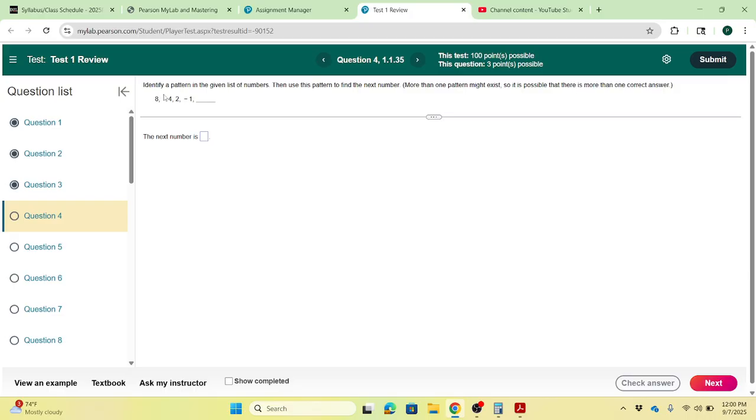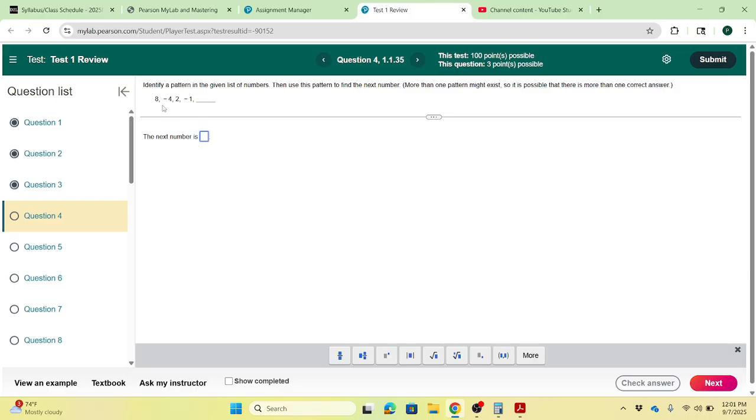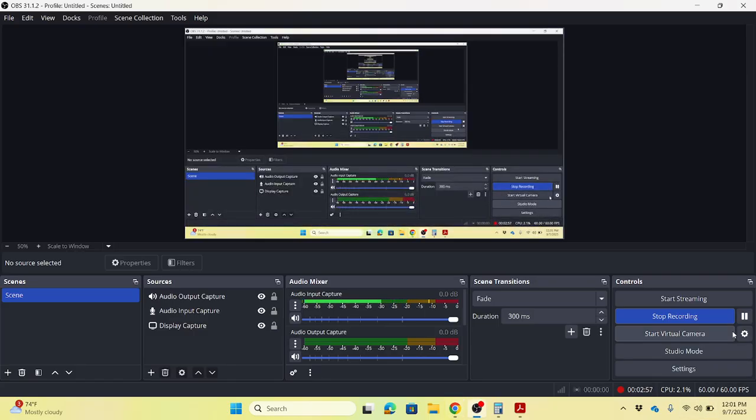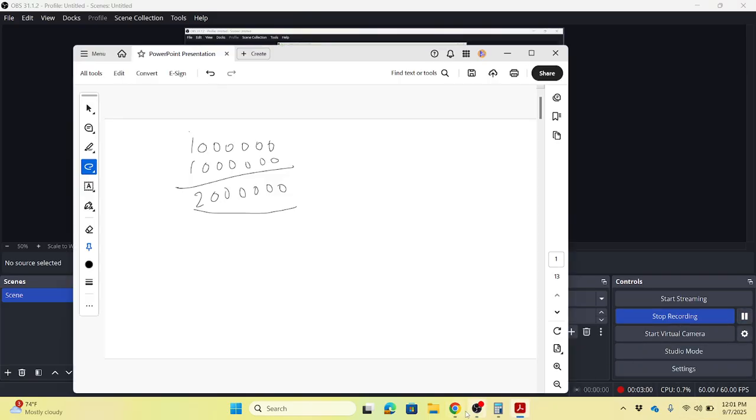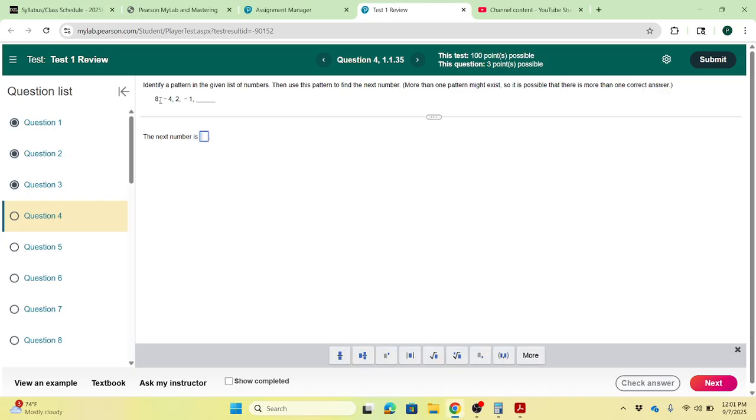One more time, identify the pattern and find the next number. 8 goes to -4, -4 goes to 2, 2 goes to -1, and what comes next? Okay, so what is the pattern here? 8 goes to -4, and -4 goes to 2. So the pattern is, as you can see here, not addition or subtraction, but division.